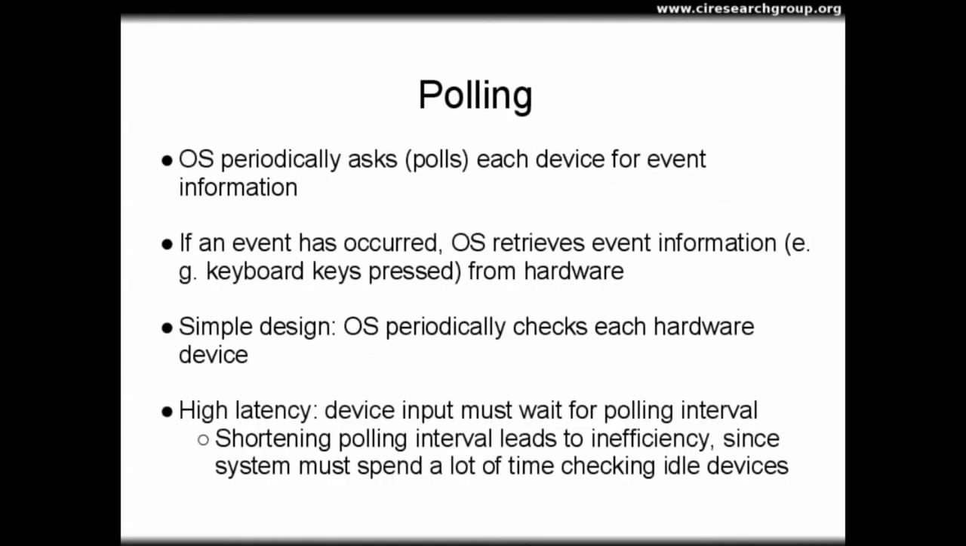The polling model of input involves the OS periodically polling each device for information. So every so often, the CPU is going to send a message to each hardware device in the system and say, hey, do you have any data for me? And most of the time, the device is going to send back, no, don't really have any data for you. Other times, the device is going to send back some data. It's a really simple design, extremely simple to implement, but there are a number of problems with polling.